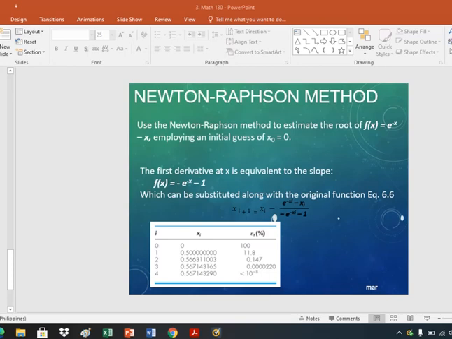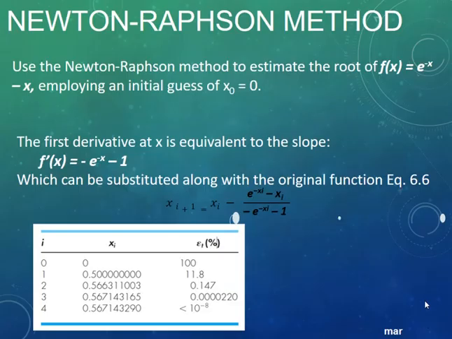Use the Newton-Raphson method to estimate the root of f of x is equal to e raised to negative x minus x, employing an initial guess of x of 0 is equal to 0. First we will get the first derivative of this expression. So the first derivative would be f prime of x is equal to negative e to the negative x minus 1. So this is f prime.